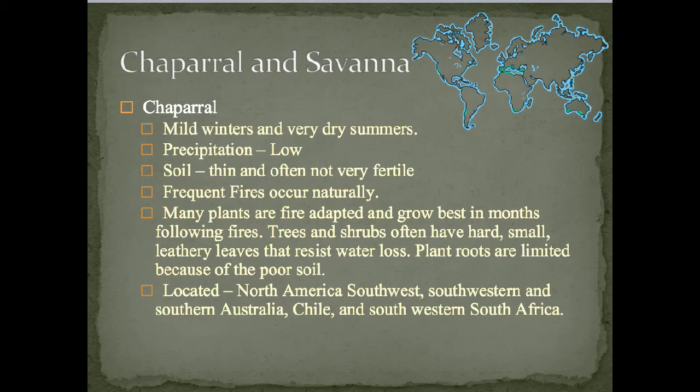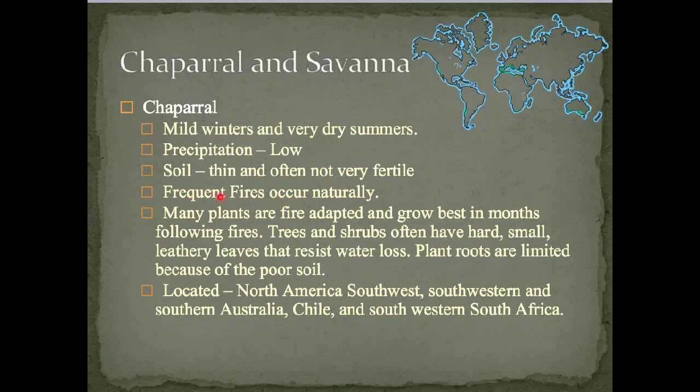Chaparrals and savannas. First, looking at chaparrals, these biomes are really interesting. You find chaparrals in California here in the United States. They're also found in Chile in South America, some in northern Africa and lower Europe, and then also southern Africa and southern Australia. They have mild winters, very dry summers, very low precipitation. Soil is thin and often not very fertile.